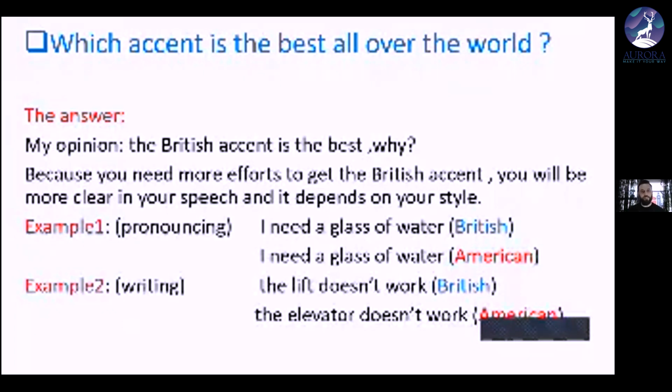My opinion, this is my opinion. The British accent is the best. Why? Let me just discuss these logical answers with you. Because you need more effort to get the British accent. You need more effort to get the British accent. So it's somehow difficult? Yes, it is. So the American accent is easier. The British accent is for the noble class level. So is it difficult? Yes, the British one is difficult.